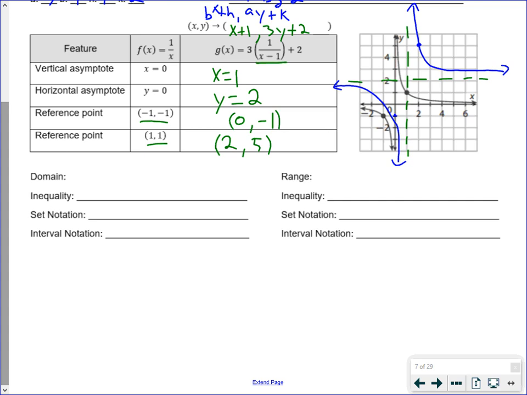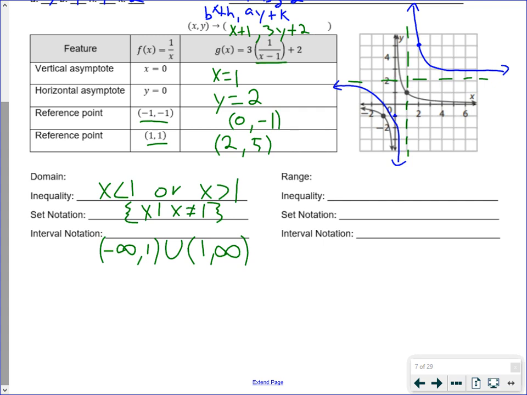Okay? So now let's go over the domain and the range. So the domain, remember, the domain is all possible x values, and we can look at the graph and see that we get every single x value except for when x equals 1, because that's our asymptote. So our inequality will always be x is less than your h value, in this case 1, or x is greater than your h value of 1. For set notation, we can just rewrite that as x such that x doesn't equal 1. And for our interval notation, it'll be from negative infinity to 1, union 1 to positive infinity.